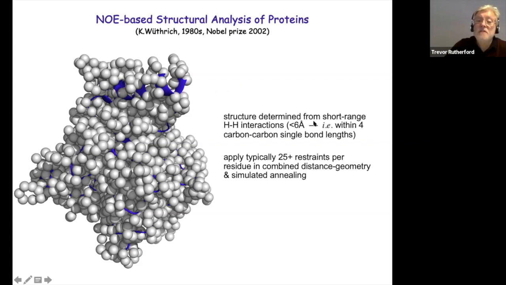So the structure is determined from short-range HH interactions, and we apply upwards of 25 NOE restraints for each amino acid residue.